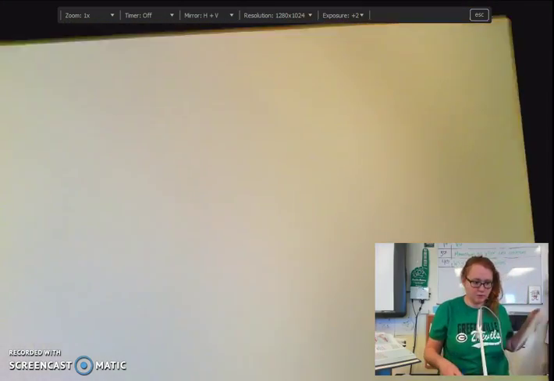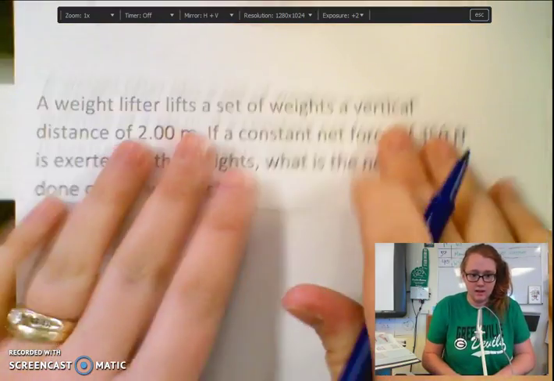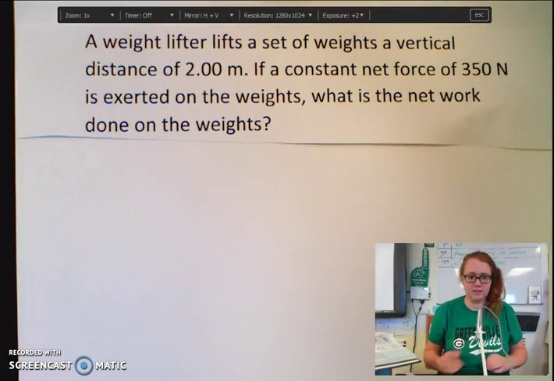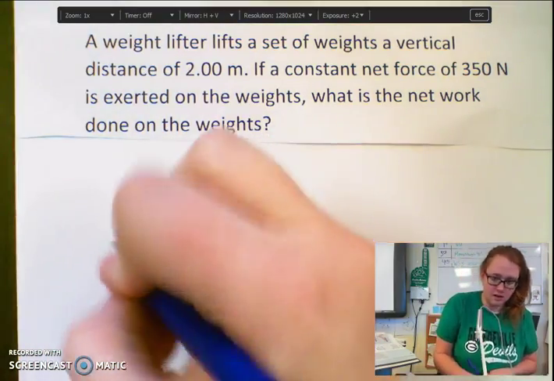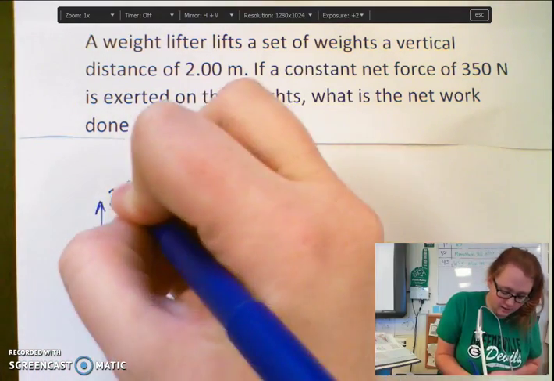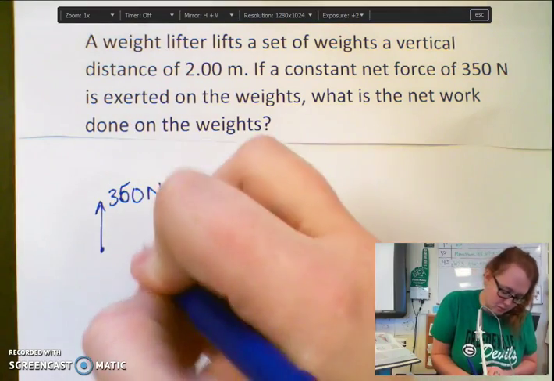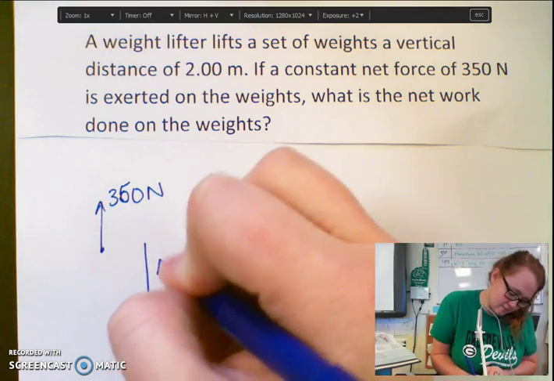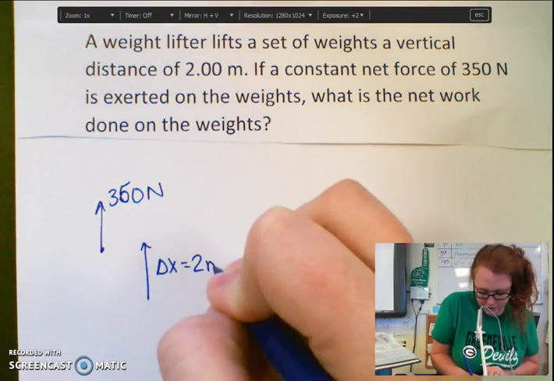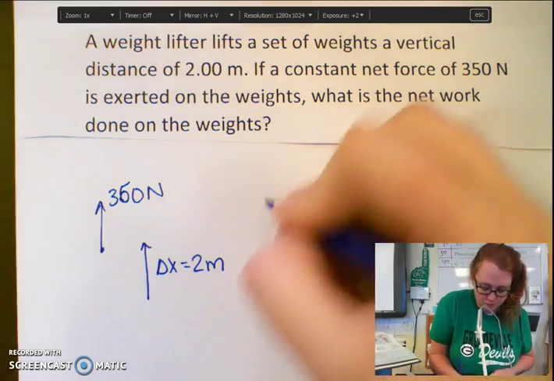Our second example. Here we have a weightlifter lifts a set of weights a vertical distance of 2 meters. We have a constant force of 350 newtons exerted on the weights, and it moves a distance. So delta x, or in this case of course it would be delta y, is 2 meters. What's the net work?